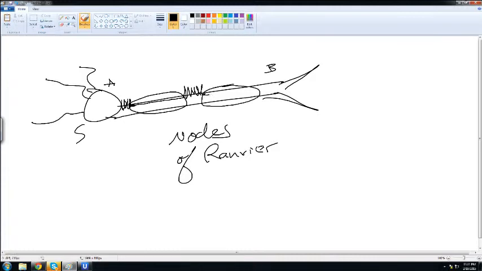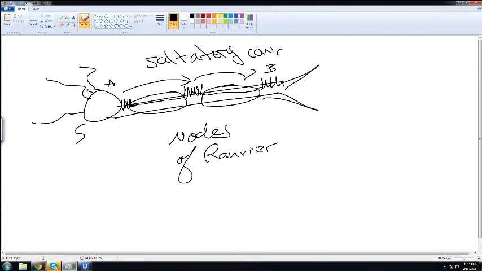Then it turns into another wimpy graded potential. It'll deteriorate over time, but it's still once again at threshold here, so you can fire some more action potentials. And what this basically does is it causes an action potential to leap from here to here to here, and we call this saltatory conduction.